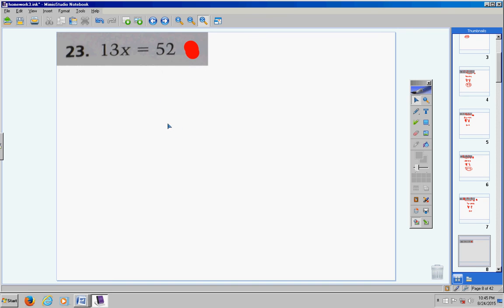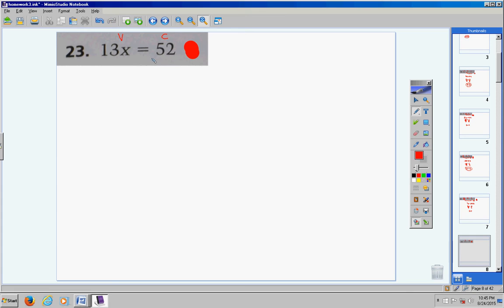Moving on to 23. Step 1, simplify both sides. There's no simplifying we can do here. Step 2, eliminate fractions and decimals. There are none. So we move on. There's no simplifying. This is a variable term. This is a constant term.